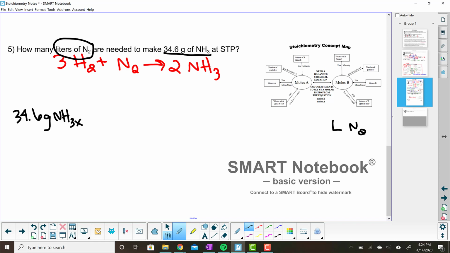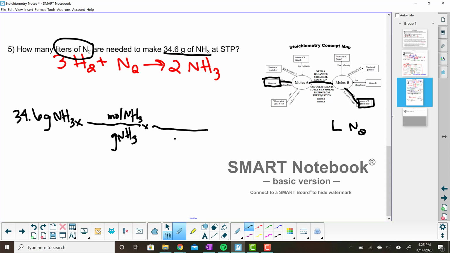So let's go ahead and look at our mole map. Let's see where we need to go here. I'm starting in grams of A. I want to end up in liters of a gas, right? N2 is a gas. I want to end up in liters of B. We're going to start in grams. We're going to go to moles. Once we're in moles, we're going to switch substances, go to moles of something different, then moles down to liters. Let's set up this skeleton here. I'm starting in grams of NH3. I need to convert that into moles of NH3.